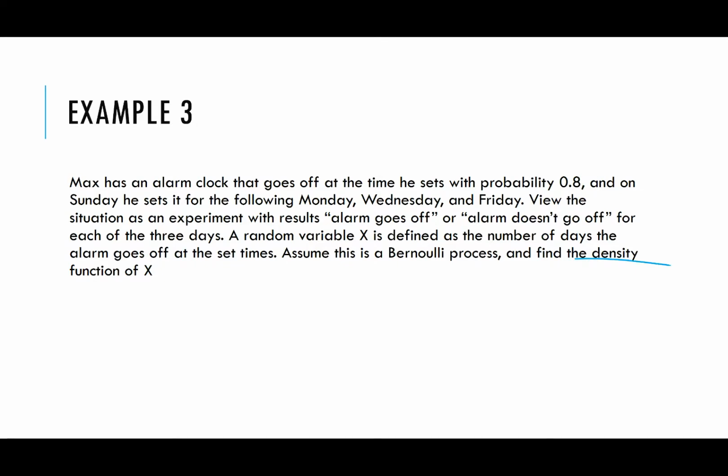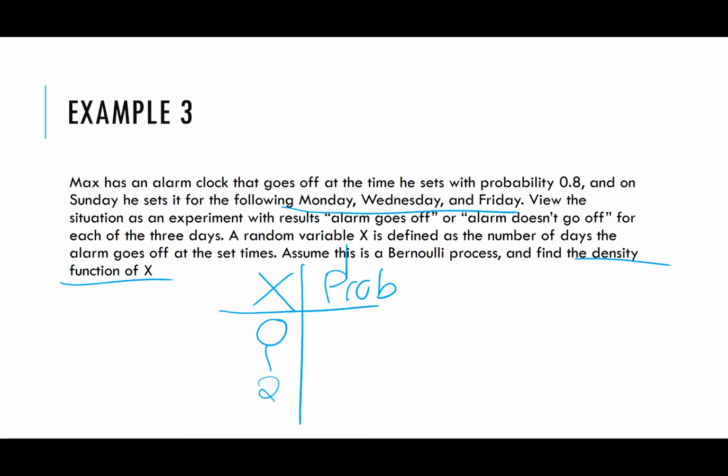So for our density function, remember a density function is just a table. It's our outcomes and then the probability associated with those outcomes. So what are the outcomes here? Well, the outcomes are how many days the alarm goes off. Now, he sets the alarm for 3 days. The alarm could go off on none of those days. It is possible, although unlikely. The alarm could only go off on 1 day. It could go off on 2 of those days, or it could go off on all 3 days. Those are your x values. Those are your random variables. Those are the different outcomes we could have for our alarm going off.